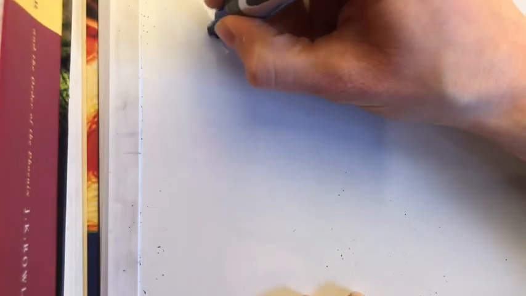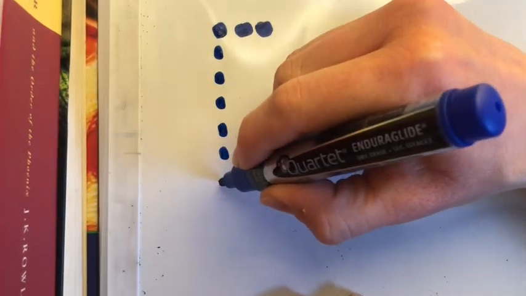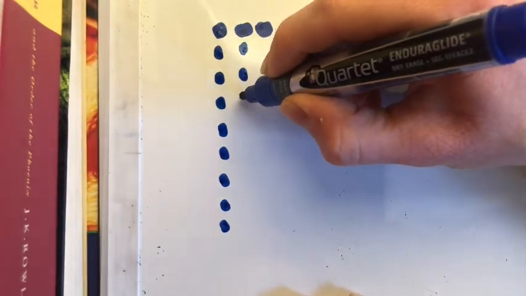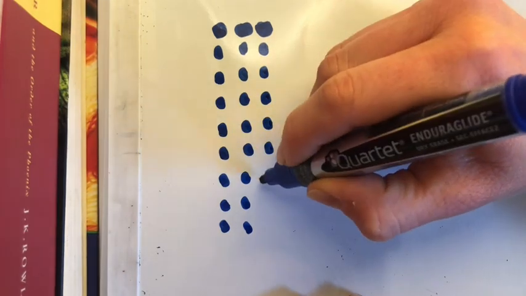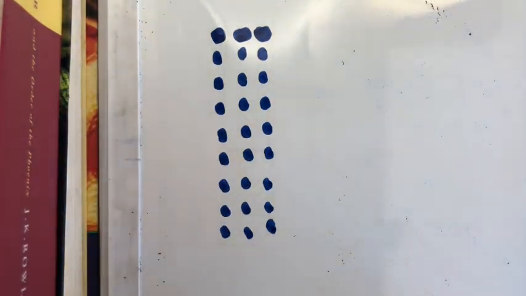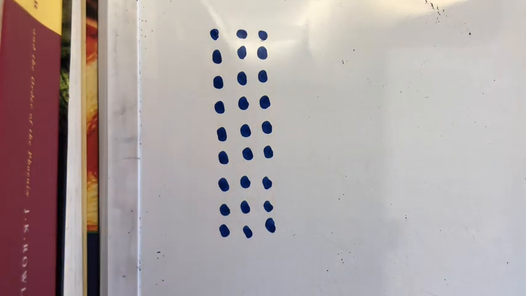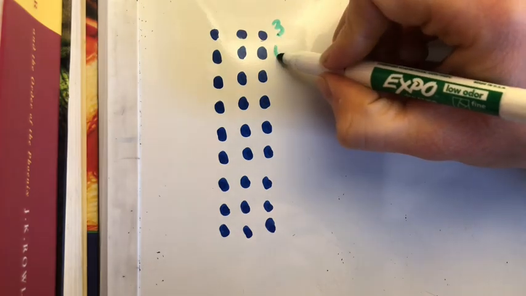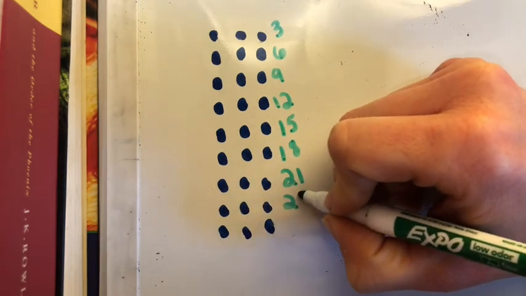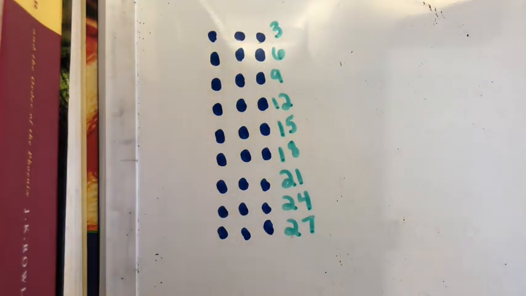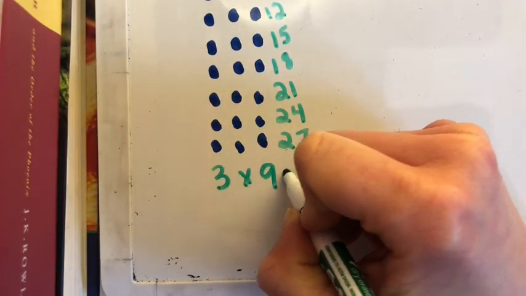3 times 9. So let's draw it. I've got 3, and I'm going to make 9 groups of it. 1, 2, 3, 4, 5, 6, 7, 8, 9, 2, 3, 4, 5, 6, 7, 8, 9, 2, 3, 4, 5, 6, 7, 8, 9. Okay, so I have, again, my top ones always look bigger. That's better. Less distracting. We're going to count by threes. 3, 6, 9, 12, 15, 18, 21, 24, 27. Sound good? All right, so 3 times 9 is 27.